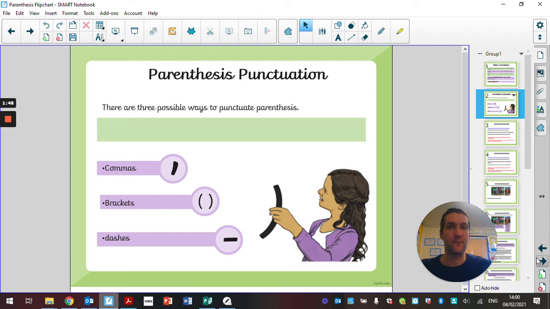Right then, the pieces of punctuation that we use for parentheses. 3 possible ways to punctuate parentheses. Commas, brackets, and dashes.